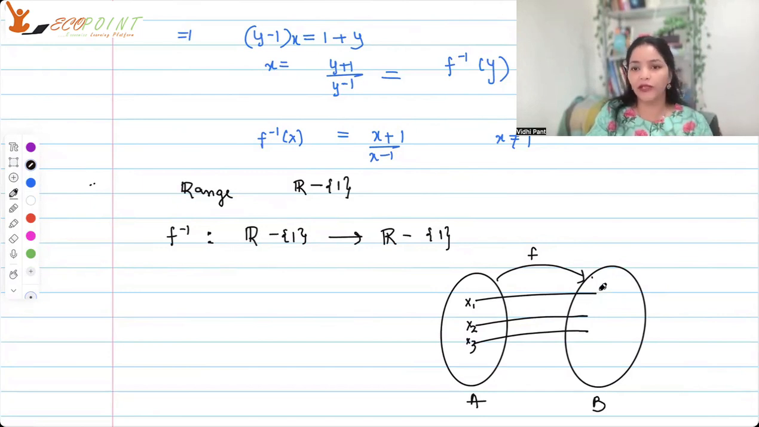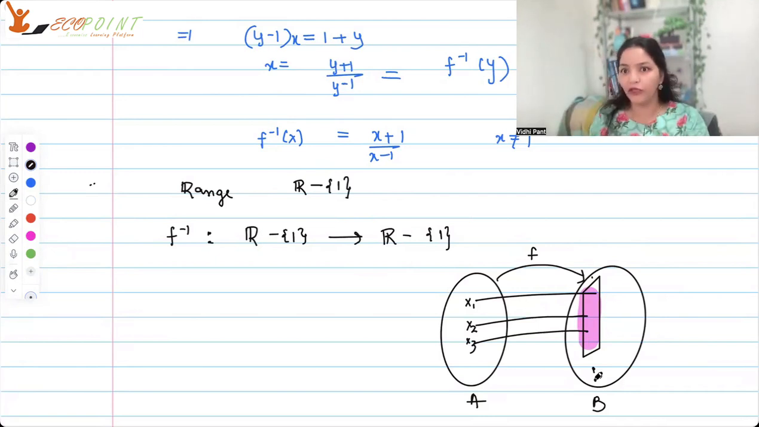I've already told you that so that I can map back. Otherwise, I won't be able to. Now suppose the entire B is not my range, but just a part of B is the range. If just a part of B is the range, then this part is a very crucial part, because if I am not able to create an inverse for the entire B, I will create an inverse from this to this.